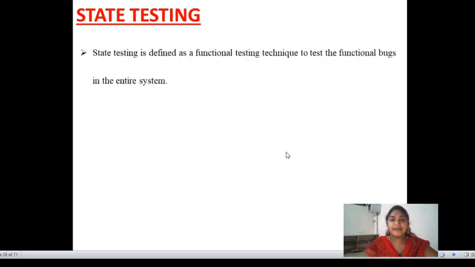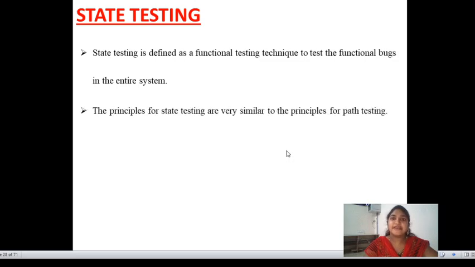So if we apply testing on those inputs, outputs or the entire state graph, it is known as state testing. State testing is defined as a functional testing technique to test the functional bugs in the entire system. The principles for state testing are very similar to the principles for path testing. Whatever the state graph consists of, inputs, outputs and transitions, the flow graph is the equivalent for path testing, and it consists of nodes, links and junction decisions. So the same principles are applied to state testing and path testing, that is, state graph and flow graph.